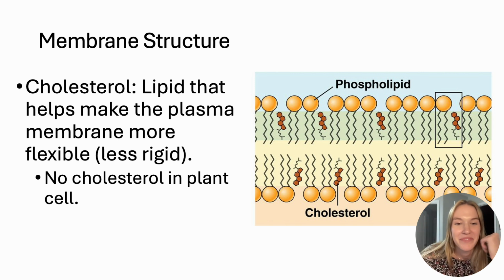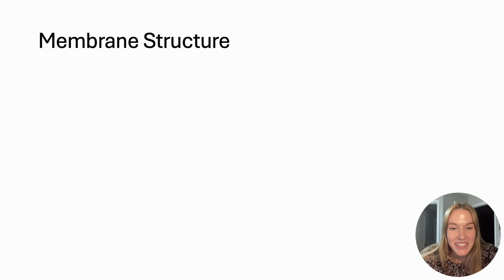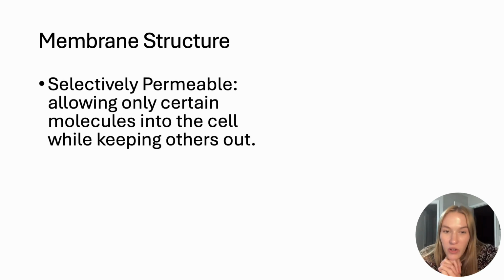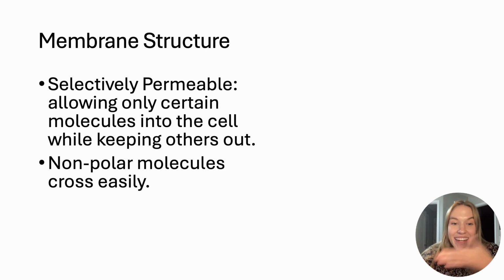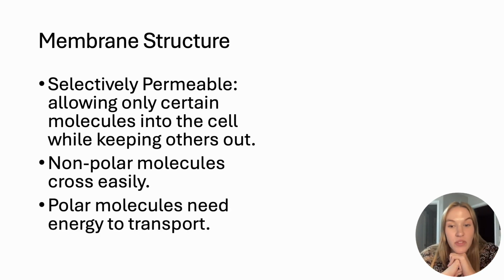Okay, now, we call the cell membrane selectively permeable. Selective means like choosy. Not everything gets in. So some things get in, some things don't. Permeable means to allow in. So the things that get in easily are nonpolar molecules. Things that do not are going to be polar molecules.